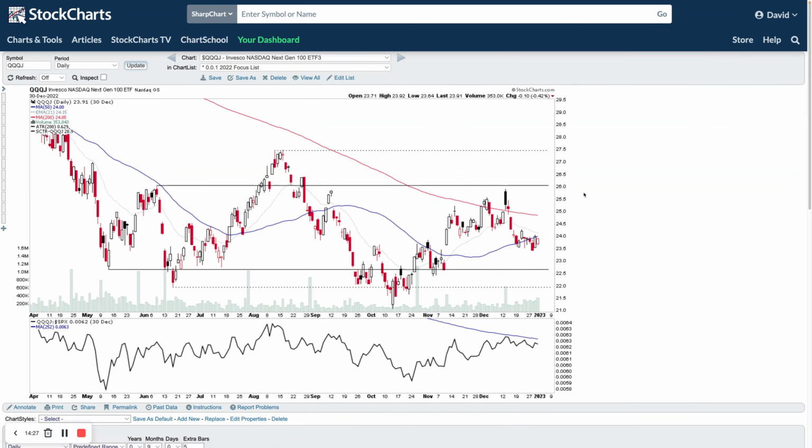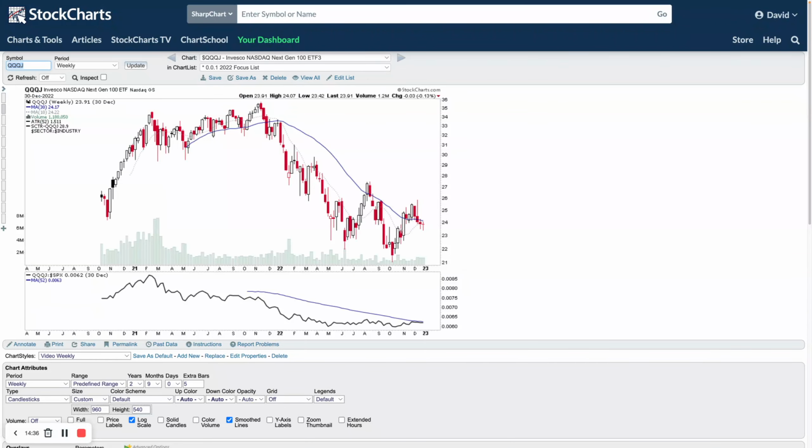Right, QQQJ, just wanted to show this one quickly as well. Just hovering around its 50-day moving average. If you look at it on the weekly time frame here, so this is the Nasdaq second 100 stocks. We had that change of behavior back in June to August there. It's been building a structure since then, going sideways.